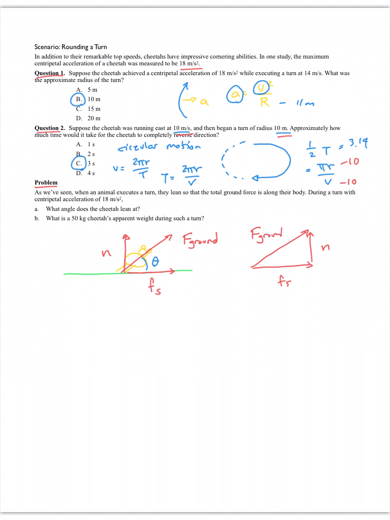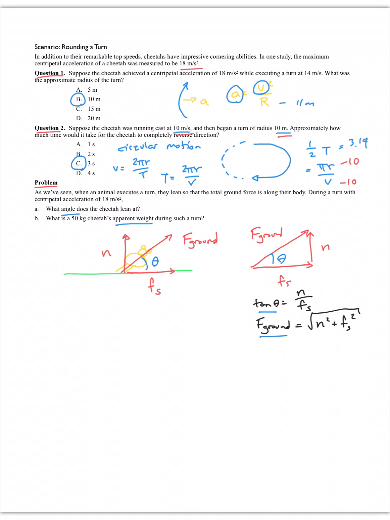I've got a triangle here with an angle theta. I'm going to write down some trig relationships. I can say the tangent of theta is equal to N over Fs. And I can also say the ground force is equal to the square root of the sum of the squares of the two sides, a Pythagorean theorem thing, so it's the square root of the normal force squared plus the friction force squared. And the apparent weight, of course, which is what we're looking for here, is just the contact forces supporting you. In that case, this is the ground force. So that's what I'm looking for, and I'm looking for the angle that the cheetah leans at.